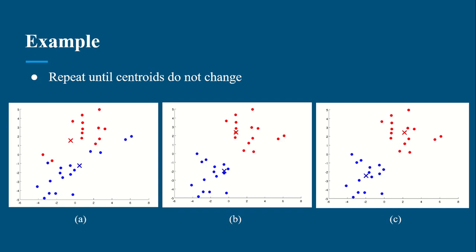So in figure A, we reassign all points to their closest cluster. Then in figure B, we have calculated a new centroid and again reassigned all data points. And finally, we get to figure C, where we have two distinct clusters, and our centroids are right in the middle of each cluster, and so they won't change anymore if you keep running the algorithm.